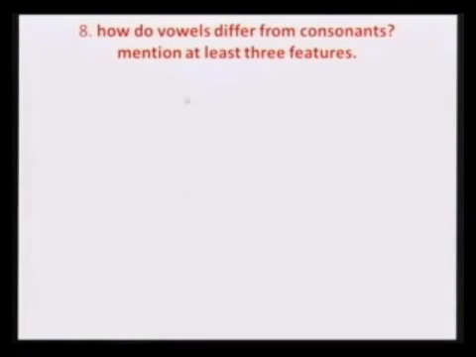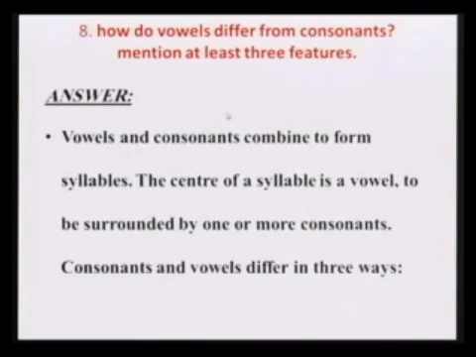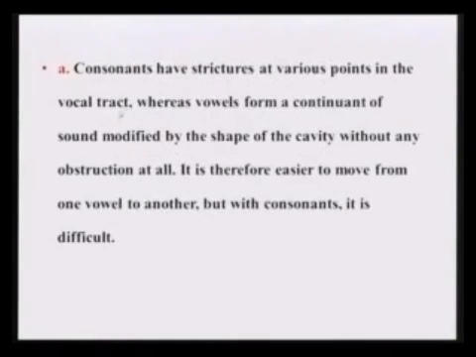How do vowels differ from consonants? Mention at least 3 features. Vowels and consonants combine to form syllables. The center of a syllable is a vowel surrounded by consonants. Consonants and vowels differ in 3 ways. How do they differ? Consonants have strictures at various points. Alright? إنما vowels have no obstruction at all. Therefore easier to move from one vowel to another.